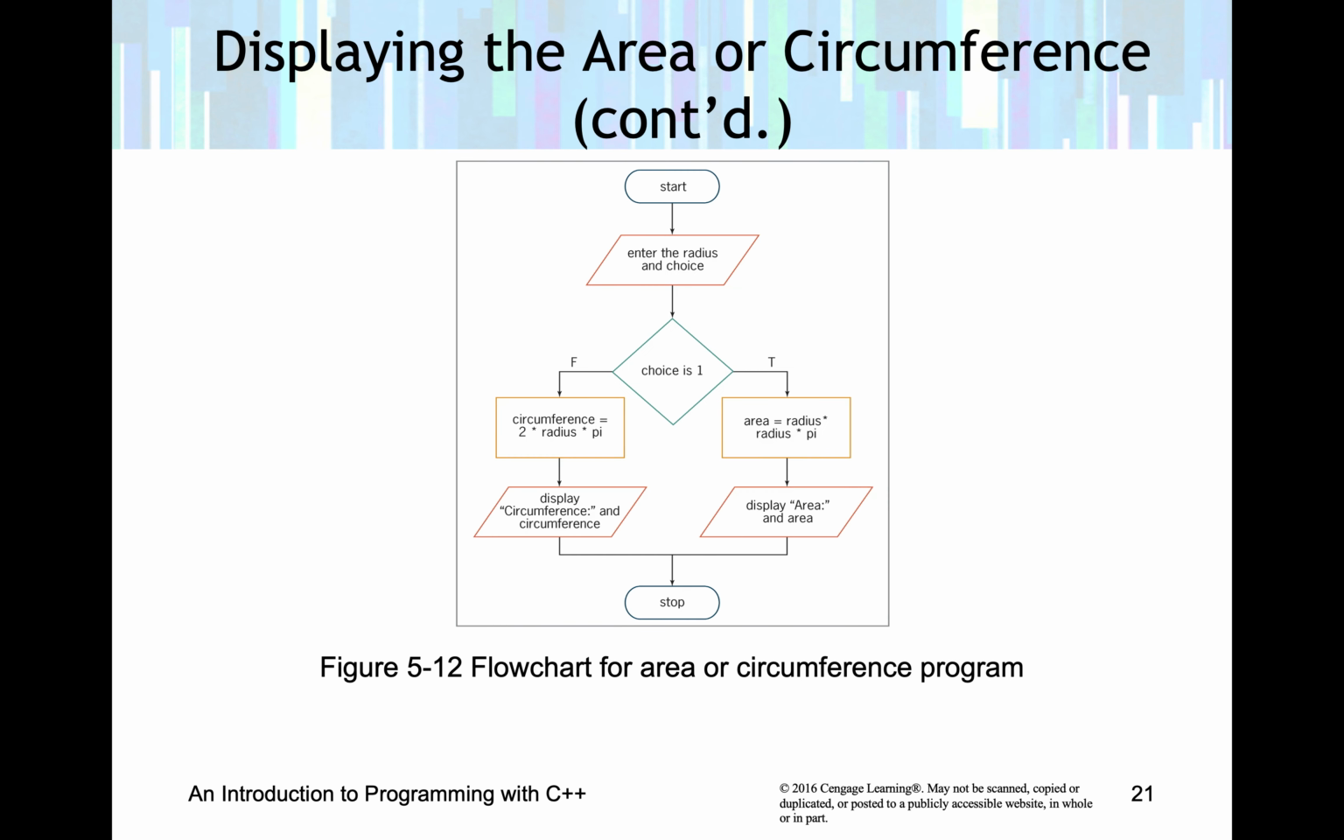I'll take it out. Okay, displaying the area or circumference, here's how the flow chart would look. Here's where you would have the condition. If it's true, you have a rectangle that has the assignment statement, and then your output is in a parallelogram. Same thing here for false, it's just a circumference. They all come down to stop.